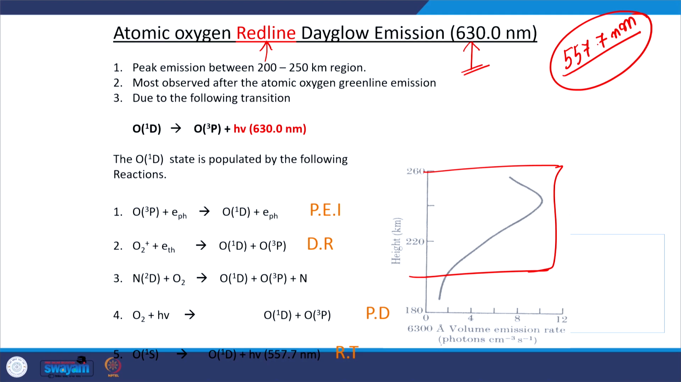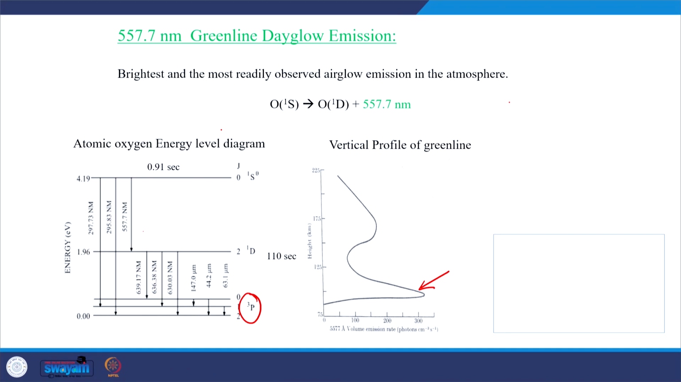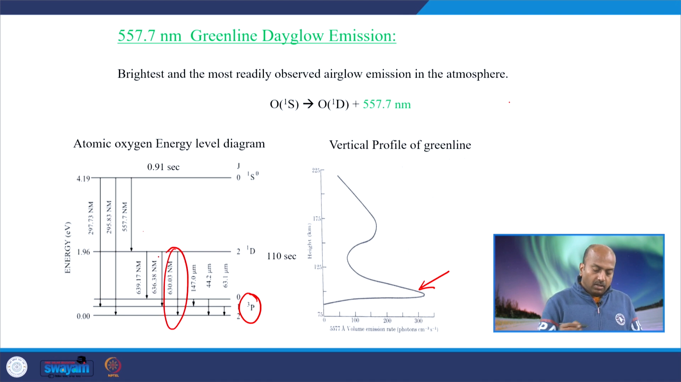So, this is the most readily observed atomic oxygen red line emission, and the transition, just like I have explained in the last slide, the transition that is responsible for producing this emission is singlet D to triplet P. Go back to the energy level diagram. So, the 630 nanometers emission is this that I am talking about. This is the green line emission, this is the red line emission, and the energy difference is 1.96 electron volts to 0.00 electron volts. Right. So, the total angular momentum is 0. Of course, you should be able to generate these energy level diagrams for any atom. Okay.